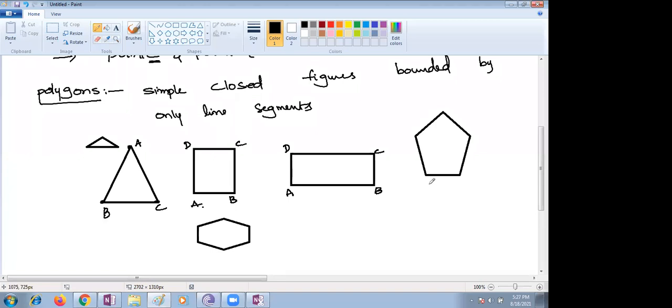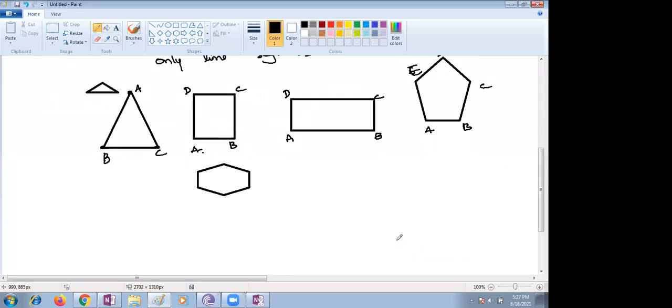Coming to the pentagon, also we have 5 sides and no curves, so it's a closed figure. It's a simple closed figure bounded by only line segments. The segments are A, B, C, D, E, children. Only line segments.